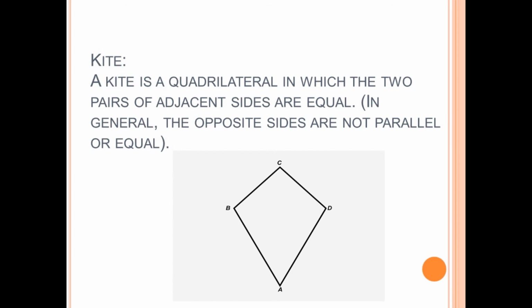In general, the opposite sides are not parallel or equal. It is not necessary that the opposite sides are not parallel or equal, but generally in a kite, the opposite sides are not parallel or equal. The adjacent sides are always equal in a kite.